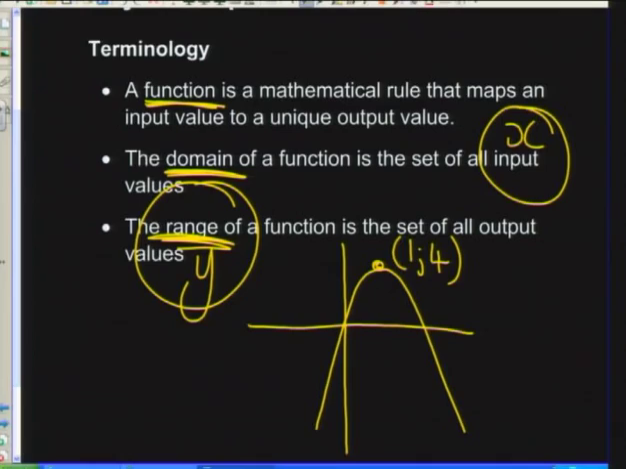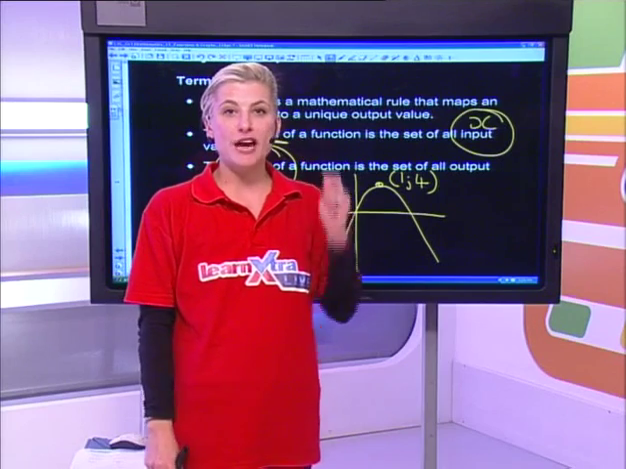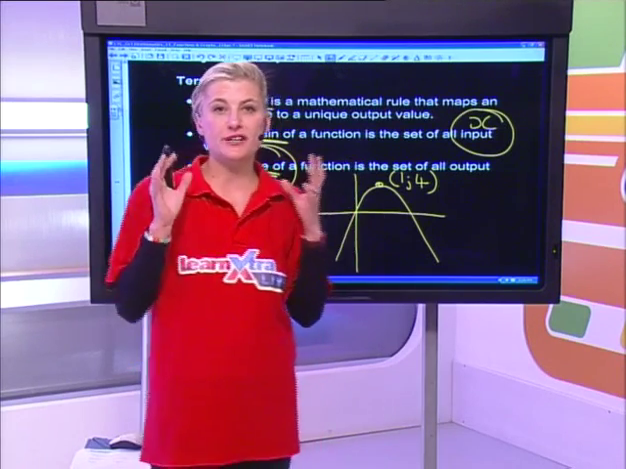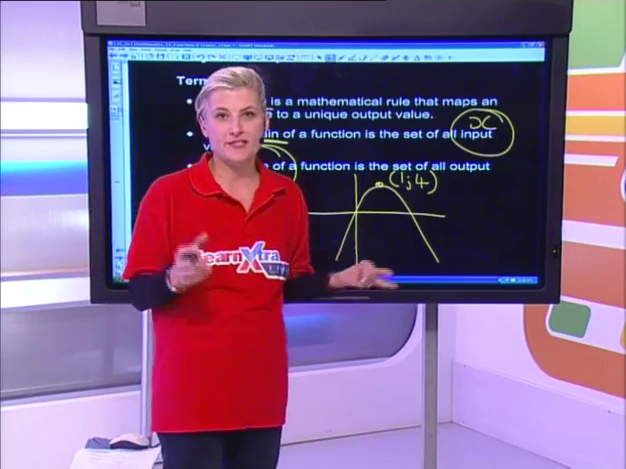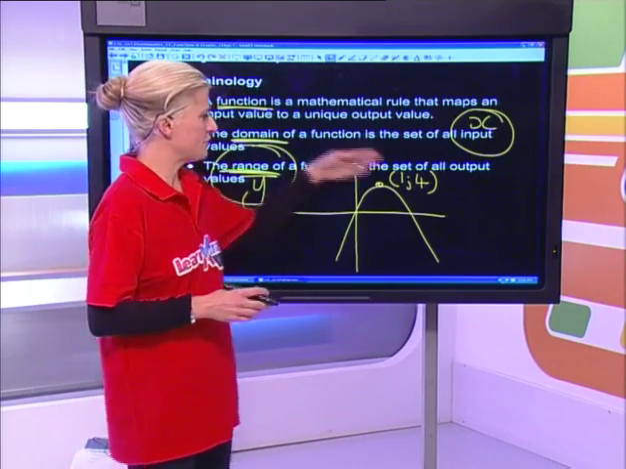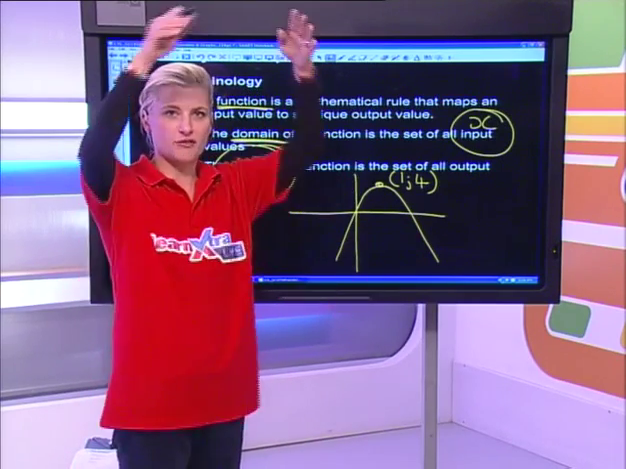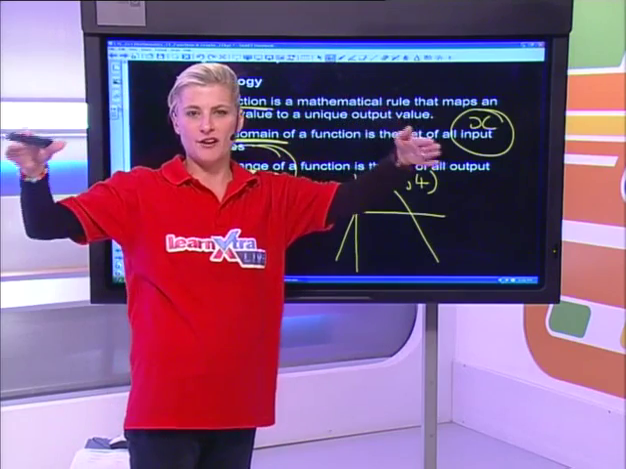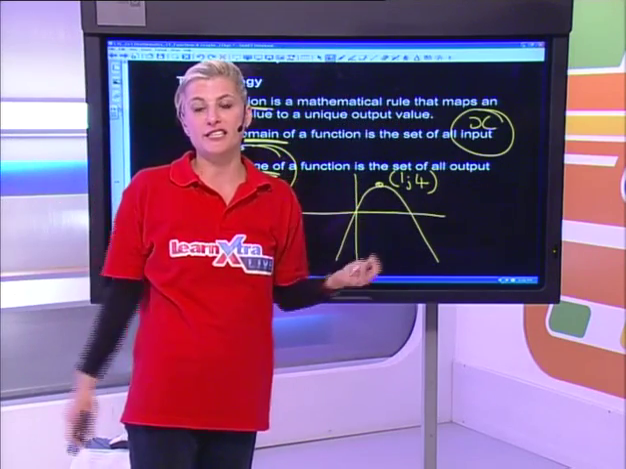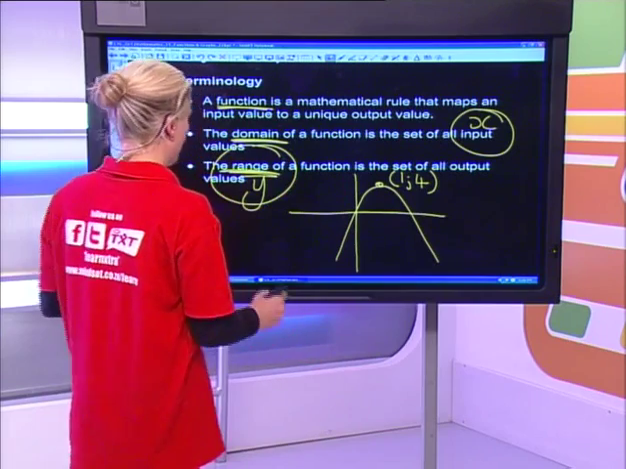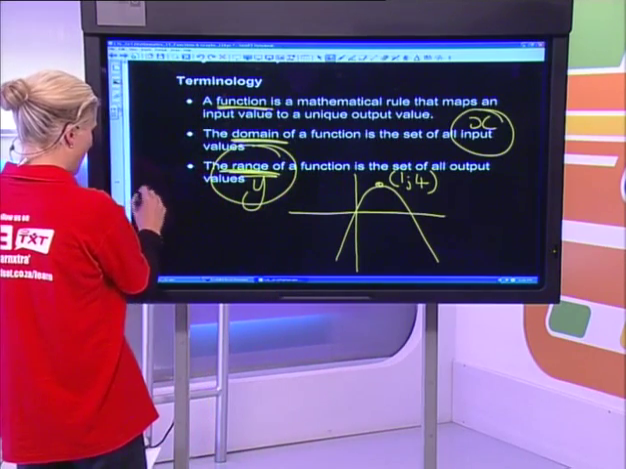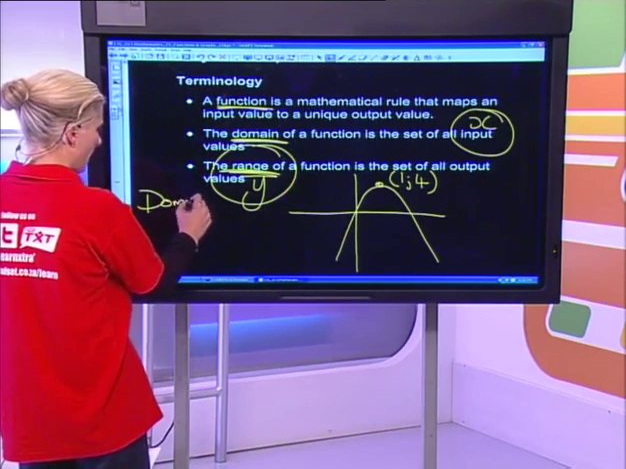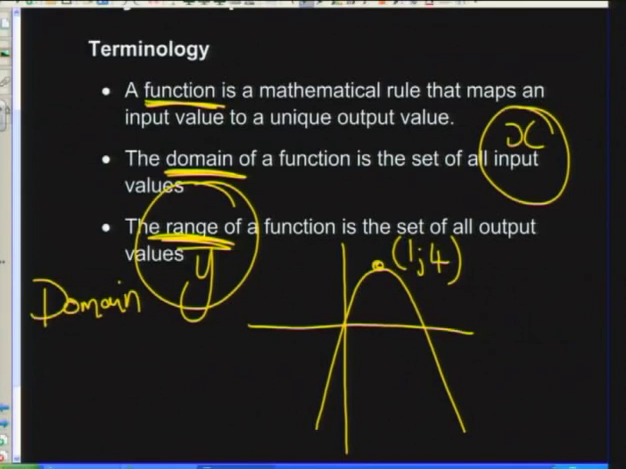If I now ask you for the domain and the range of that parabola, you need to investigate. Now let's look at the x values. Is there any restriction at all on the x values of this graph? No. It will carry on forever and ever and ever to positive infinity and negative infinity. So we can say that the domain is x an element of the real numbers.